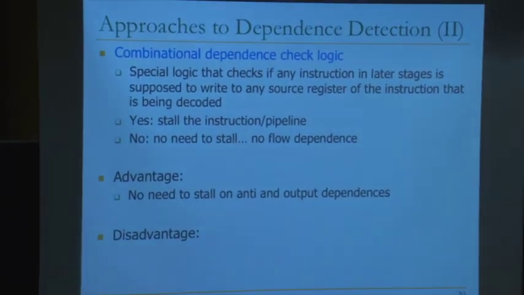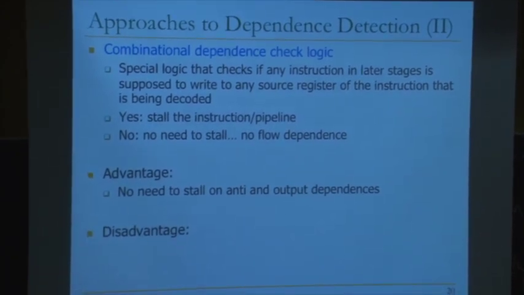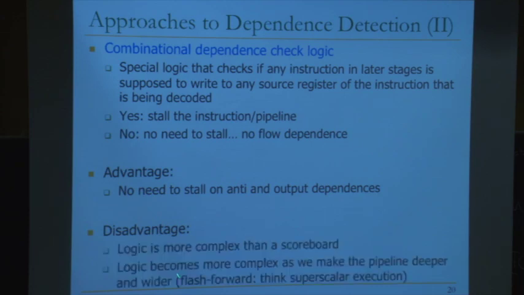So advantage: no need to stall on anti and output dependencies in this case. Is that correct? It is true, because you're actually checking sources and destinations only. Well, you still need to ensure that the values are communicated correctly, so you still need something like this. Disadvantage is the logic is now more complex than a scoreboard. With a scoreboard, you have just one bit. Here, you have the combinational check logic. Make sense?